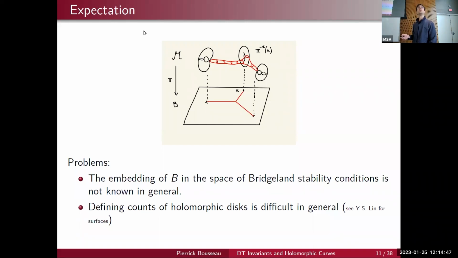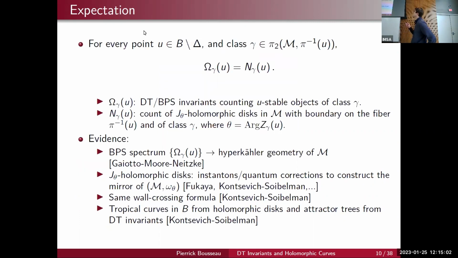Yes, sure. Yeah, that's all. So in the case where your series of class X, whatever number, the DT invariant should also be captured by the spectral network of Gaiotto-Moore-Neitzke. Is that what you mean?